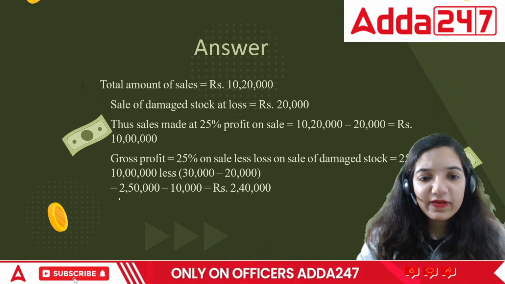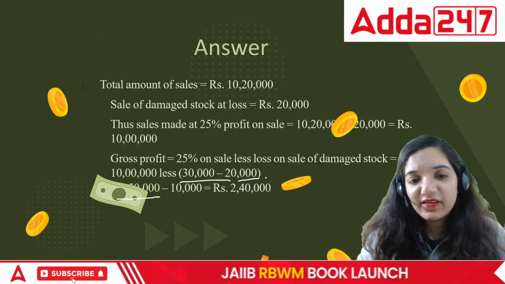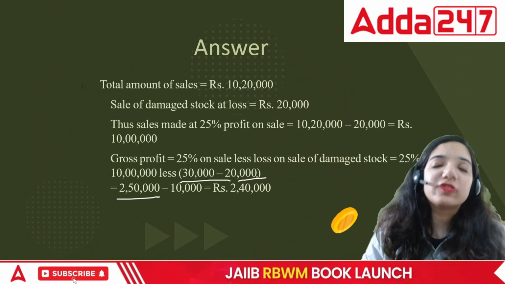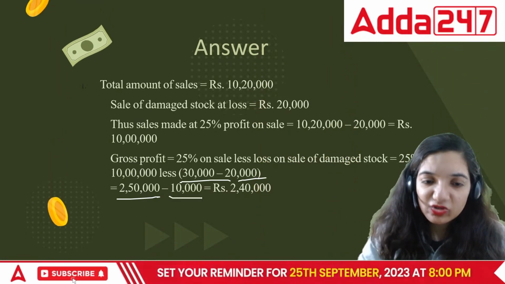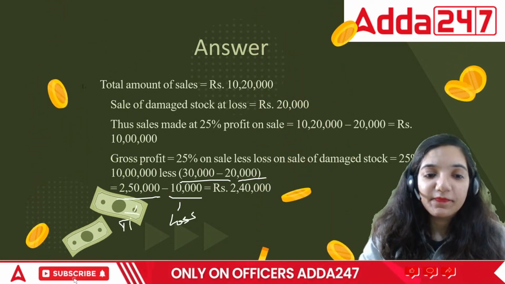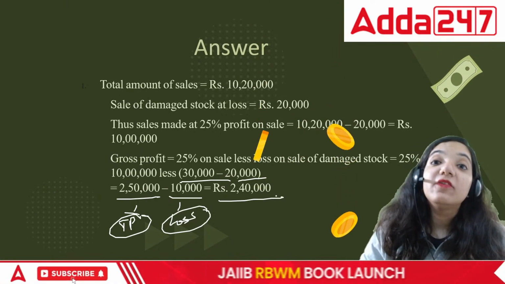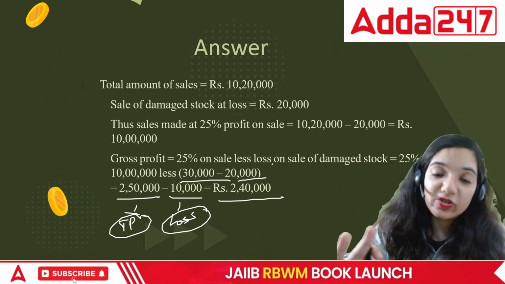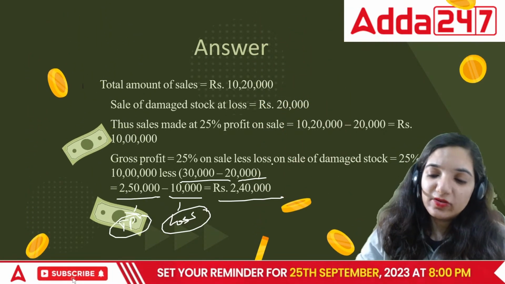And then what will we do? From this 2,50,000, we'll have to take up the loss as well. Now we had to incur the loss of 10,000 because we are selling some damaged goods. So we'll remove the damaged goods GP as loss as well. This is our total profit. From there we remove the loss, and this is what we're going to get, 2,40,000. A trick question, I would say. The problem is only one thing, that is there is some damaged stock.